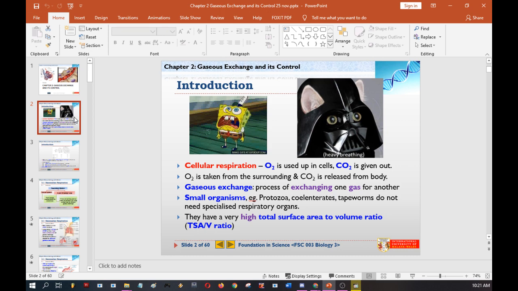For small organisms, they do not need any special organs. They can just absorb O2 and then release CO2. Take worms and coelenterates. They do not even have organs. Why? Because they are so small and so thin, meaning that they have a high surface area to volume ratio.